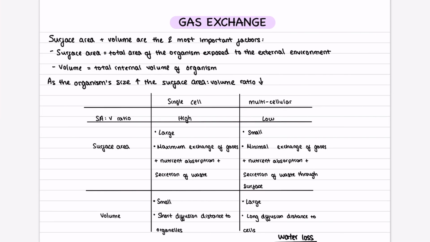In this video, I'll be starting the exchange and transport topic. I'll be going over the adaptations of the gas exchange system, as well as how xerophytes are adapted to prevent water loss and the differences and adaptations between insects, fish, and plants.